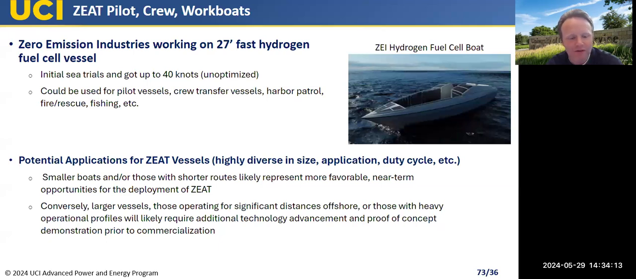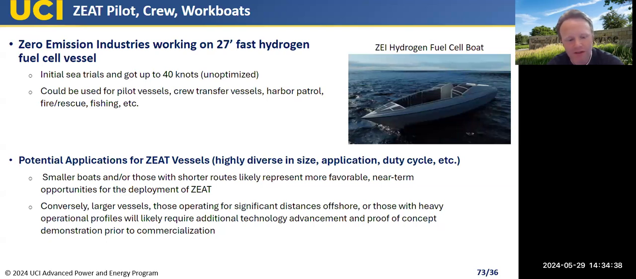But they can range from 30 feet to 200 feet, but on the smaller end, they could overlap with some of the smaller, faster boats. The example that I have for California is from Zero Emission Industries. It's the only one I'm aware of. They're working on a 27-foot fast hydrogen fuel cell vessel. According to ZEI, with their initial sea trials, they were able to get it up to 40 knots.